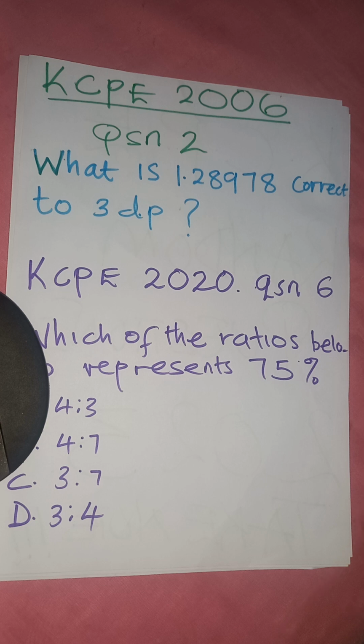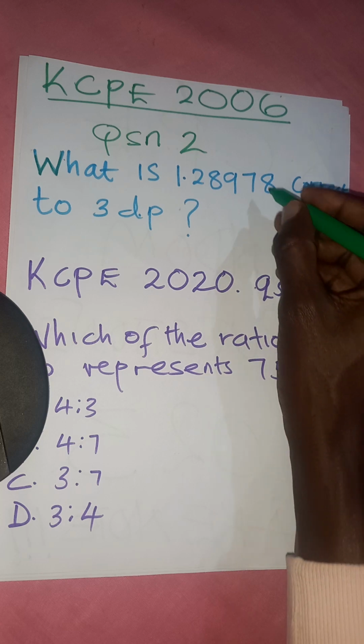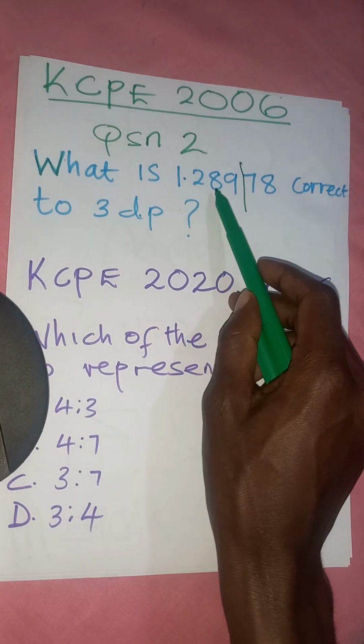So we are going to begin with this question from KCPE 2006, which says, what is the value of 1.28978 correct to 3 decimal places? This is question 2 of KCPE 2006. So you start by drawing a line where you are told the number of decimal places. So you are told correct to 3 decimal places. Therefore, you draw a line at 1.289.